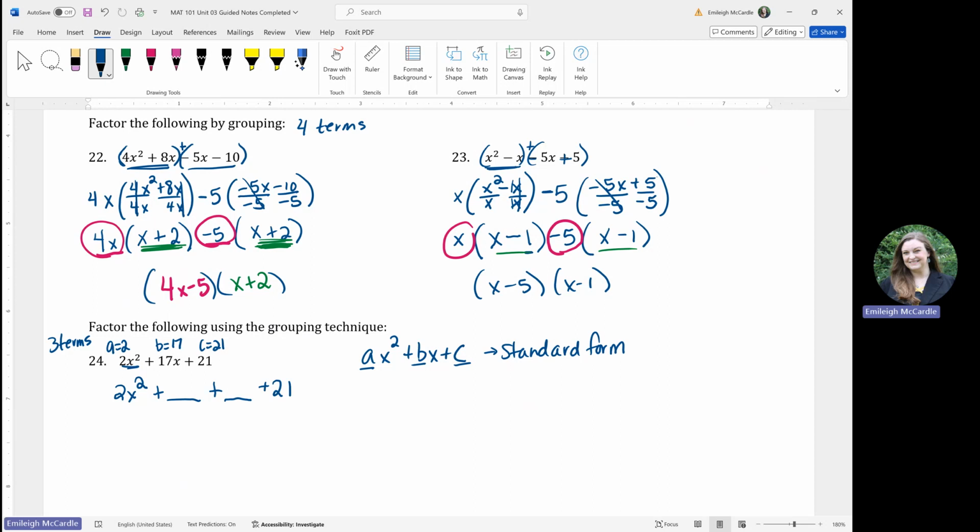All right, how do we break the 17 up? This is a process. We're going to go over to the side, and we are now going to calculate A times C, so the first times the last number in the problem. A in this problem is 2. C in this problem is 21. And 2 times 21 is 42.